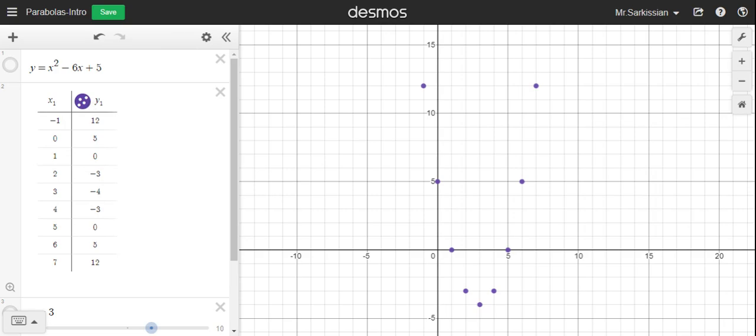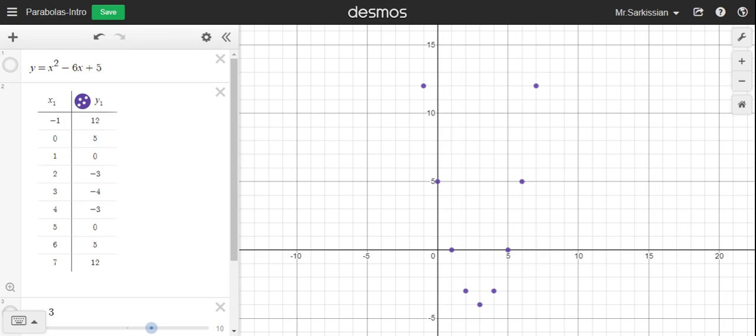Similarly, if you plug in 0 for x, so 0 minus 0 plus 5 would be 5. That's very easy to calculate because 0 squared is 0 and 6 times 0 is 0. And if x is 1, we plug in 1. Again, 1 squared is 1 minus 6 times 1. That would be -5 plus 5 would be 0. So that's the value of y. And similarly, for all different values of x, we can calculate the values of y.